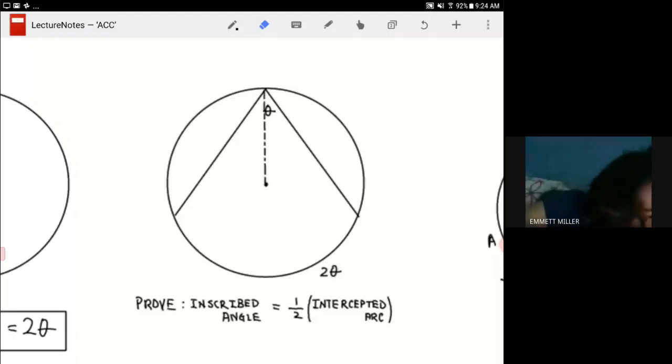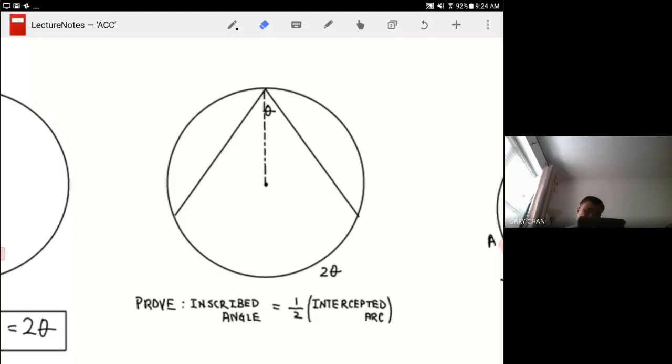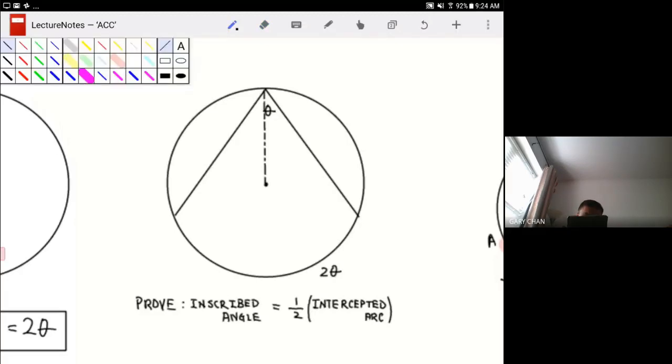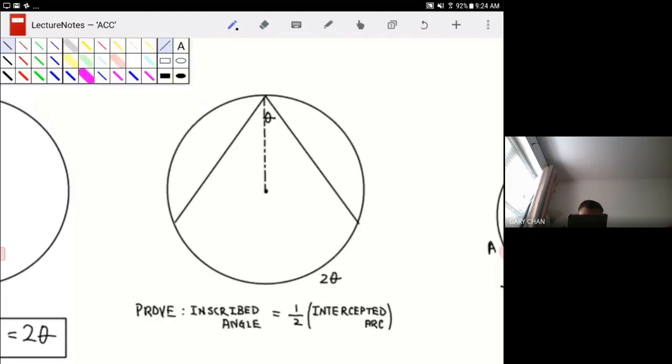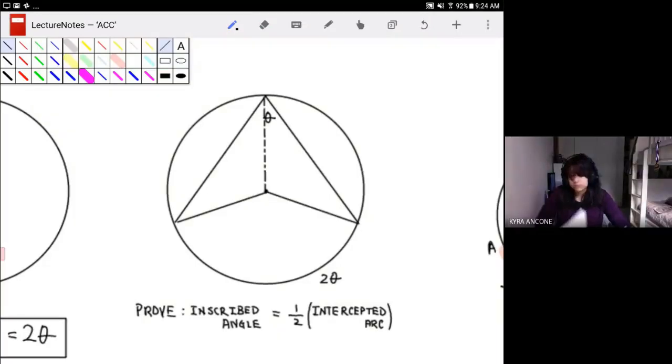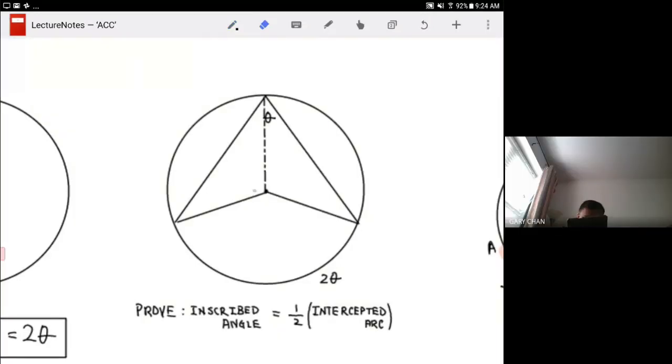So from the radius to where the line meets the circle on both sides, I think we should draw lines. I agree. You're saying to do this, right? Yes. Okay, I totally agree.